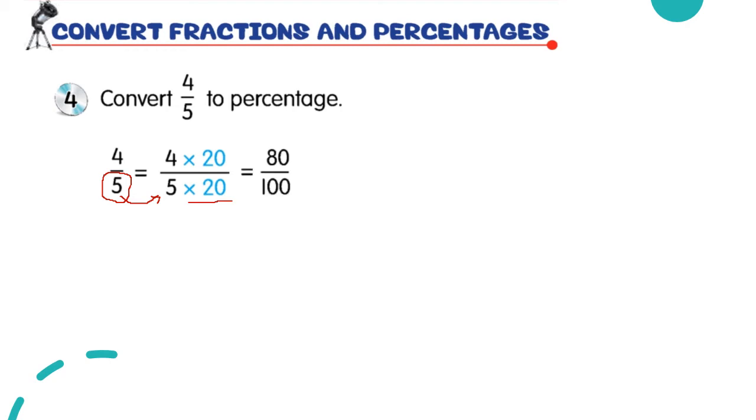So 4 times 20 is 80, 5 times 20 is 100. See, things are getting easier because it is already over 100. So if it's already over 100, the answer, by looking at the numerator here, is 80%. And one thing, when you write the percentage, make sure you write the sign of the percentage. This one.